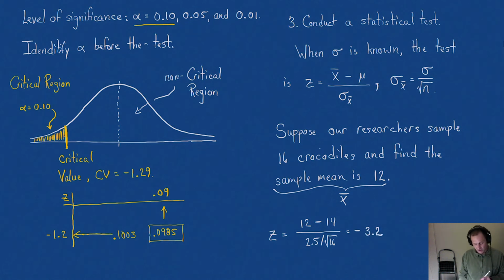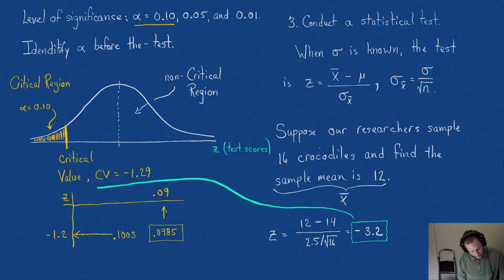Negative 3.2. Now, here's what we do with this. The negative 3.2, this is the key part. This negative 3.2 is a z-value, but it's a test value. Remember, these are z-scores that are on the horizontal axis, and in this picture, they're really going to be test scores. Well, my test score is negative 3.2. If I put that on my picture, that is somewhere out here. It's in the critical region. What that means is that what our research team has witnessed is, in fact, statistically significant.